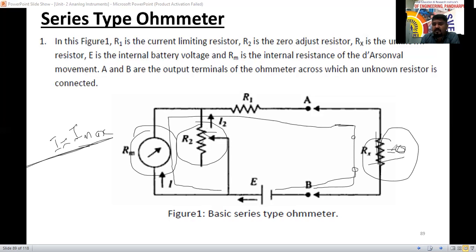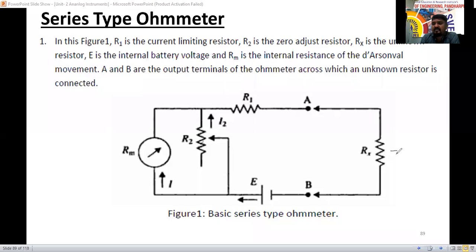The second condition: if Rx, the unknown resistance, is infinity, it is going to block the current. The current will try to flow, but because of this block it will act as an open circuit, so no current will flow.